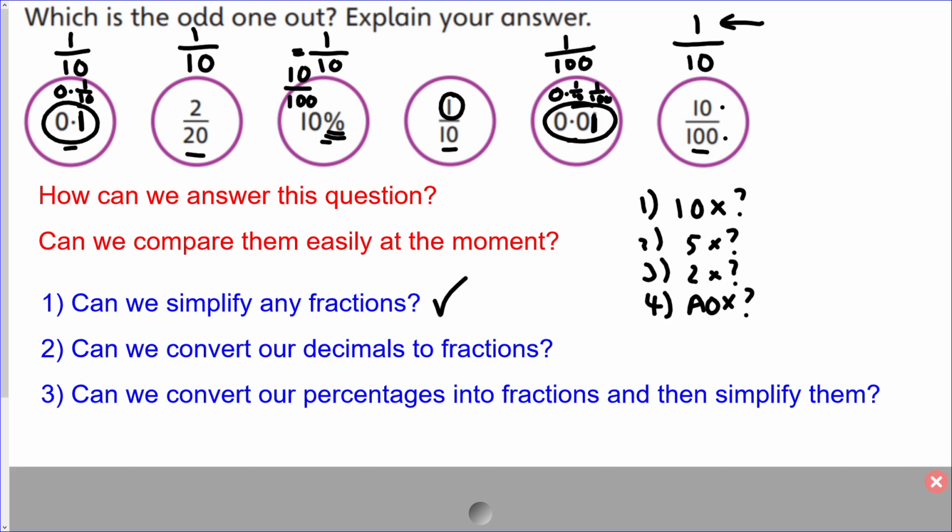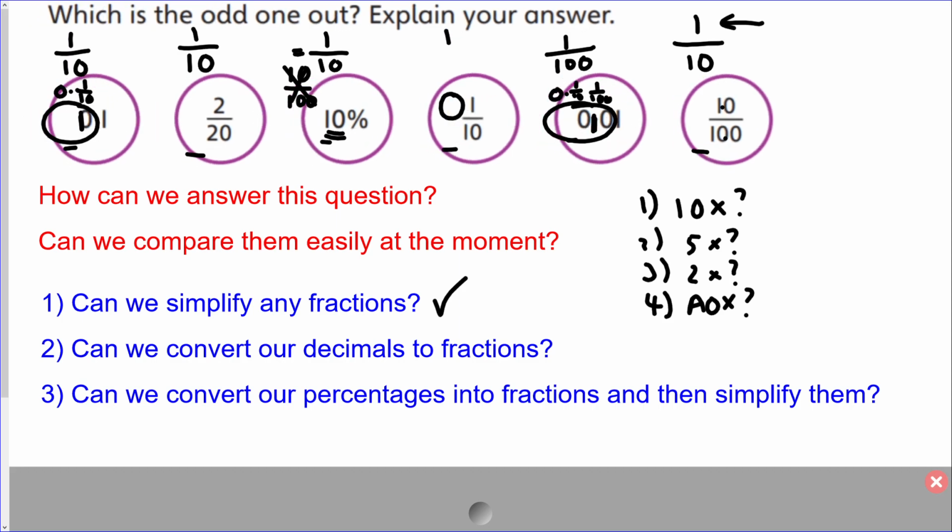So now I have got my different fractions. I've got them all written down. This one I didn't need to change because it was already a fraction that I didn't need to simplify. So now I can see I've got 1/10, I've got another 1/10, I've got another 1/10, I've got another 1/10, I've got 1/100th, and I've got 1/10.